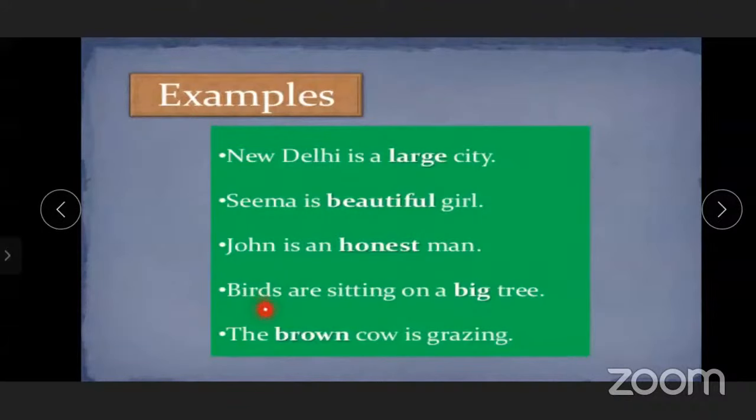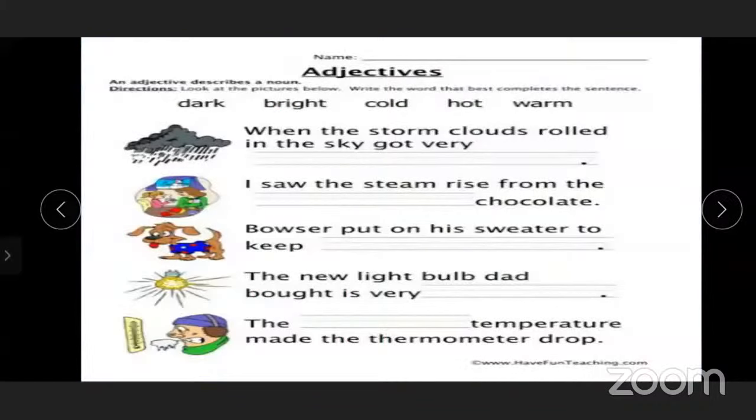Birds are sitting on a big tree. So here, big. The brown cow is grazing. Okay, so here brown is the adjective. Brown cow.